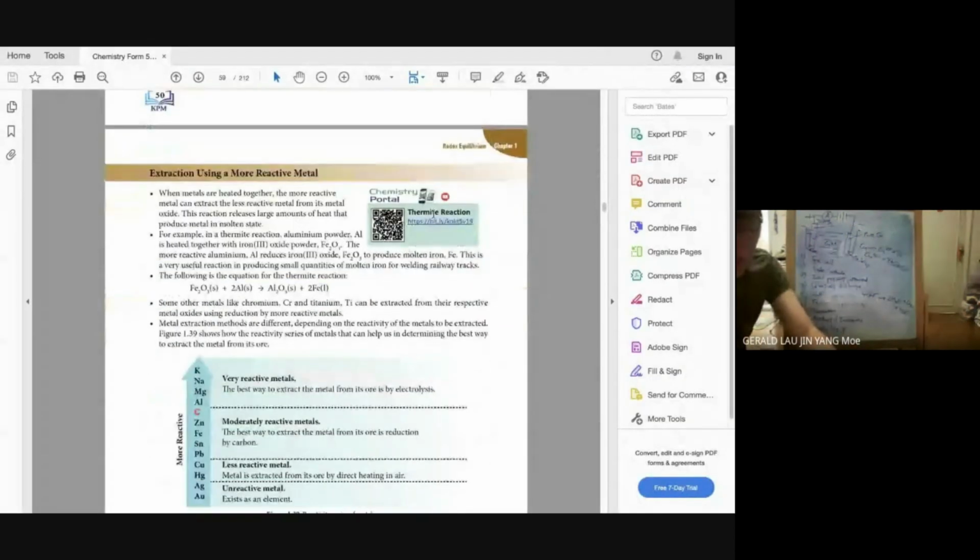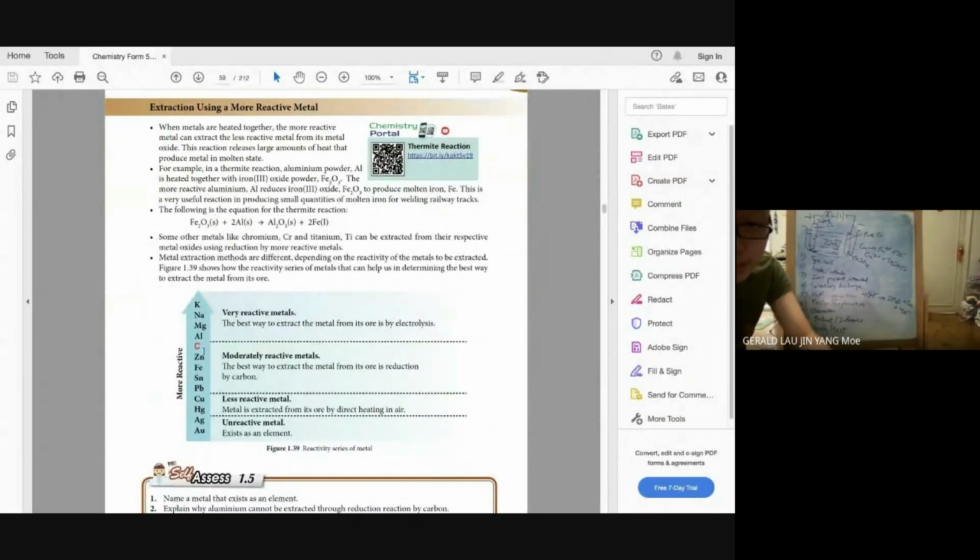Okay, so more reactive metal, basically this is a series. So very reactive metals we have to extract by electrolysis, like aluminium. But for moderately reactive metals, from zinc until lead, you can use carbon to reduce the oxide. Whereas for copper and mercury, you can extract by direct heating. And then silver and gold exist as elements in the Earth's crust.